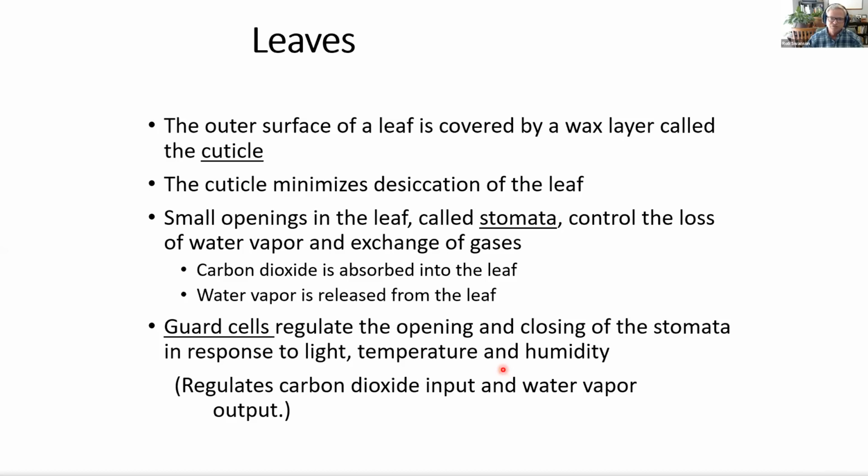Small openings in the leaf called the stomata control this loss of water vapor and gas exchange, like we talked. You need to pull carbon dioxide into the leaf for the process of photosynthesis, and water vapor is released because we're trying to get that transpiration to occur. Guard cells regulate the opening and closing of the stomates.